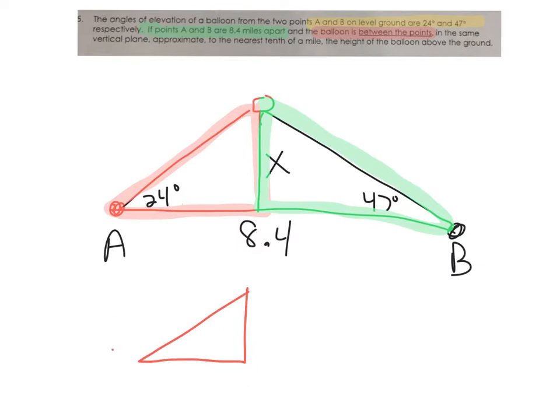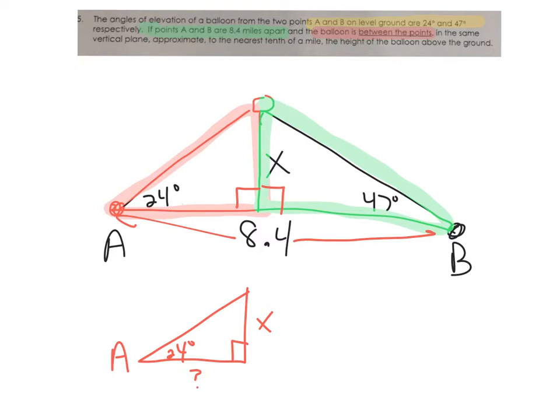I know this is point A, this is 24 degrees, this is X. Do I know anything else about this triangle? Well, I'm trying to find the height, so I know it's a right triangle, just like my green triangle is a right triangle. But do I know anything else about this red right triangle? And the answer is no. I know the entire bottom from A to B is 8.4, but I don't know what this part is.